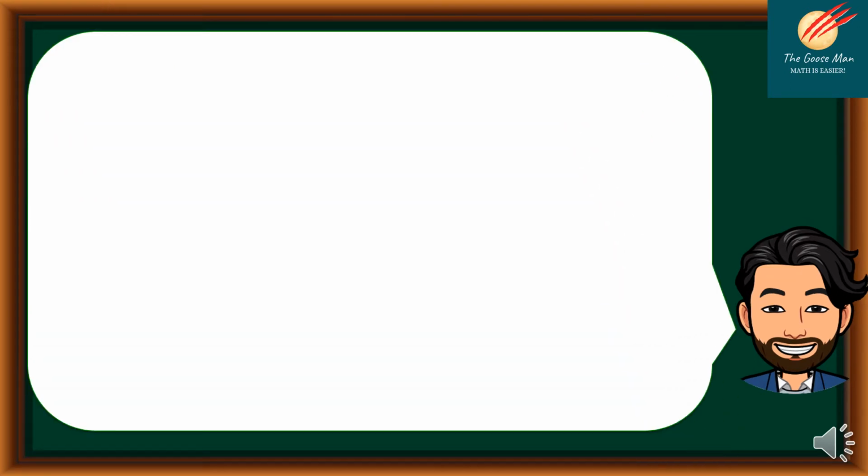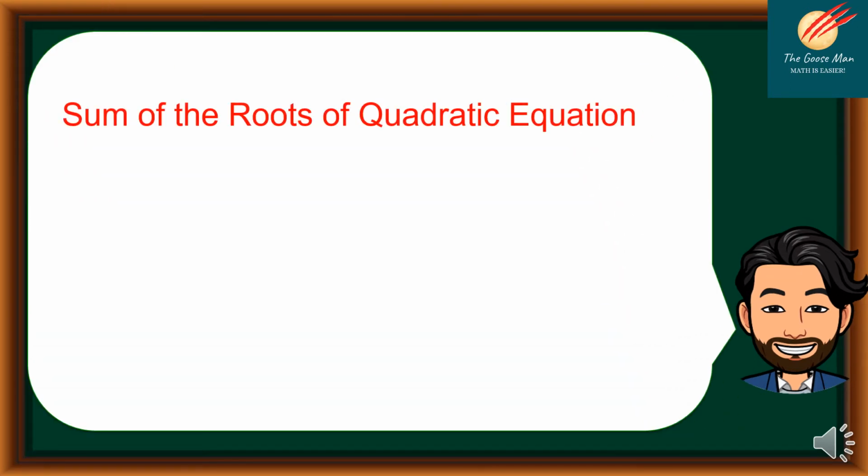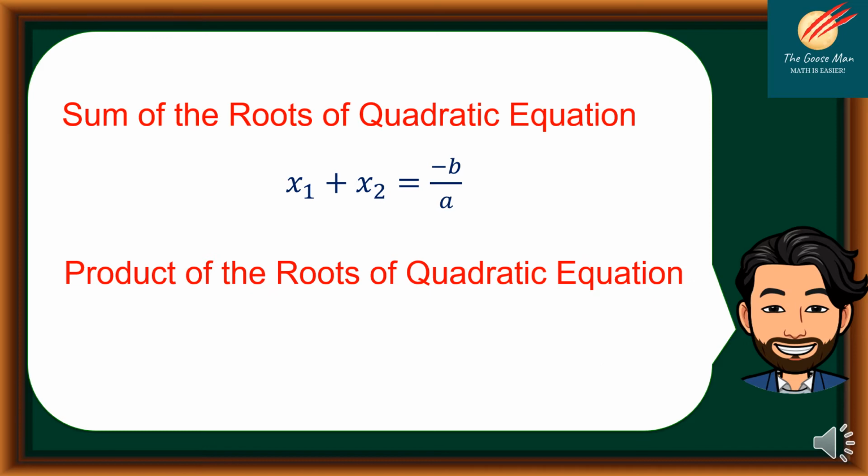To summarize our derivation of the formulas, the sum of the roots of a quadratic equation, x sub 1 plus x sub 2, is equal to negative b over a. On the other hand, the product of the roots of a quadratic equation, x sub 1 times x sub 2, is equal to c over a.